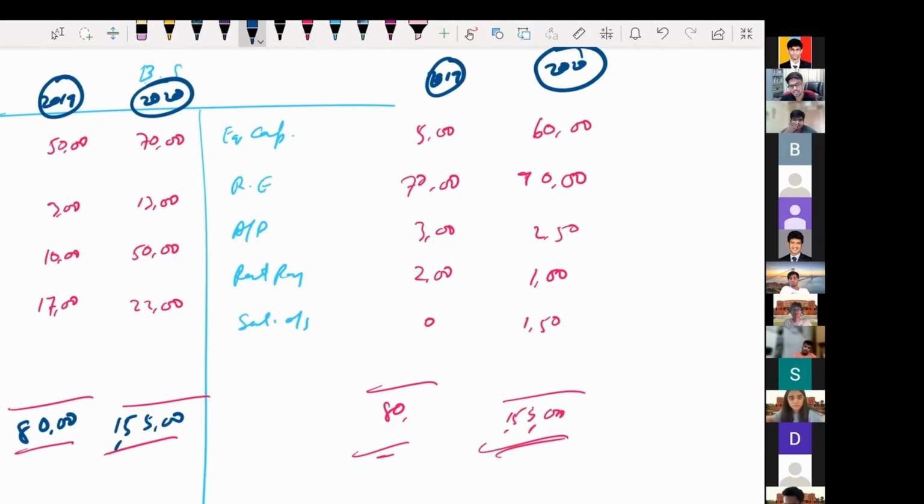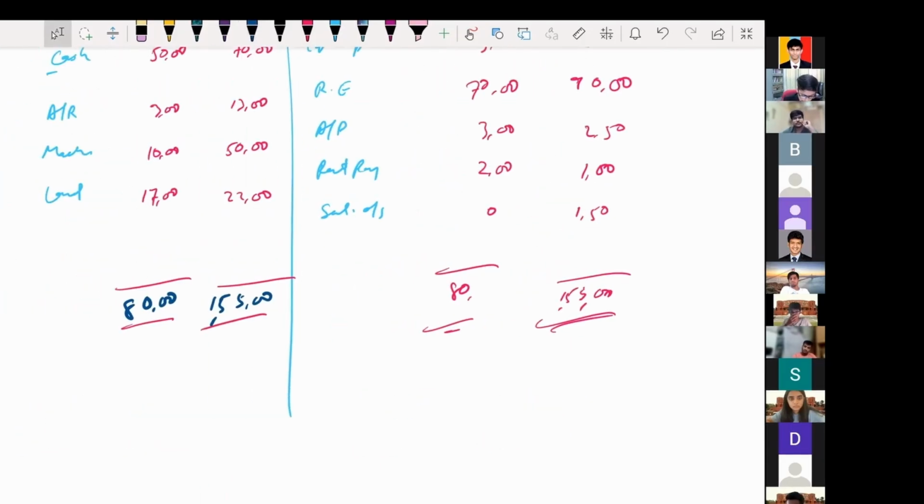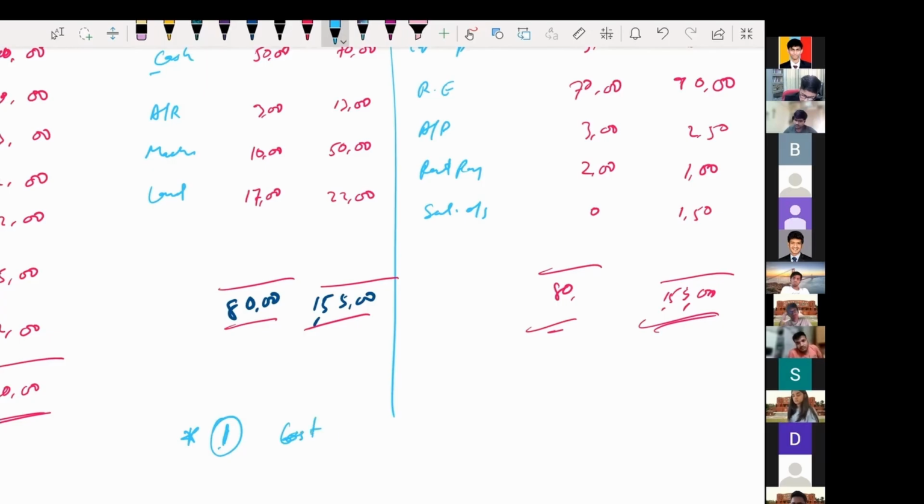Now let us prepare the cash flow statement using this much of information. One piece of information we would need is the cost of machinery that was sold. The cost of machinery that was sold was rupees, let's say, 10 lakhs. 10 lakh का machinery आपने sell किया. That's one piece of additional information. And we are given with this much of information.